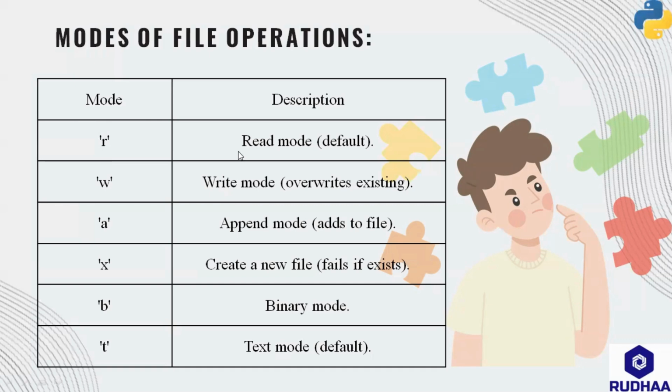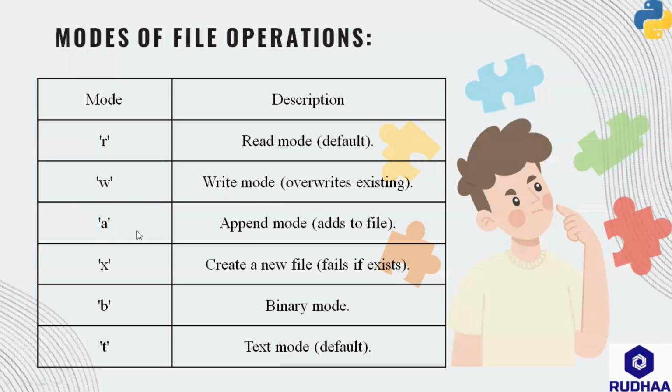R mode denotes read mode. The file will be a read only file. So this is the default mode. And the other mode is the W mode, which is the write mode. Whenever you want to include some data or modify some data in the file, you can use the write mode. This write mode will erase all the previous data and it will overwrite the existing data. So this is the W mode.